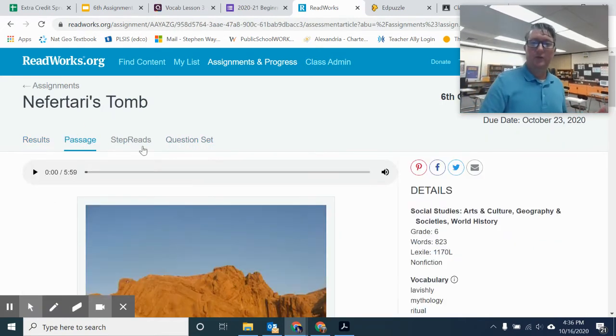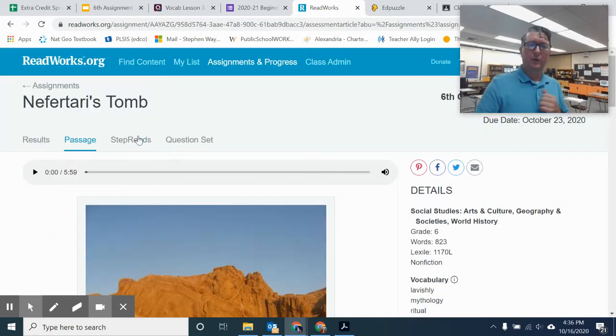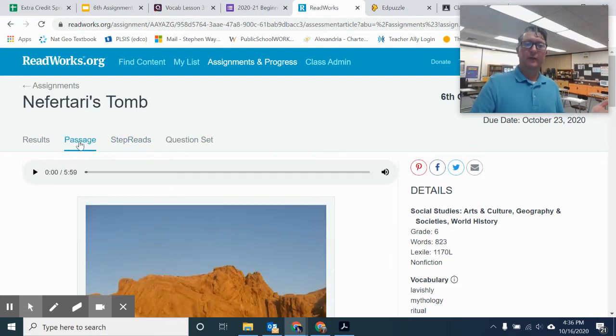Here's the passage. Notice that we have a couple of options here. One is the step reads. If the wording that is in here does not make sense really, and you're like, those are a lot of really hard words, then you can go to step reads, and you can go to step read 1, which is the same content, but uses words that are easier to understand. So that's step reads. Then we have the passage.